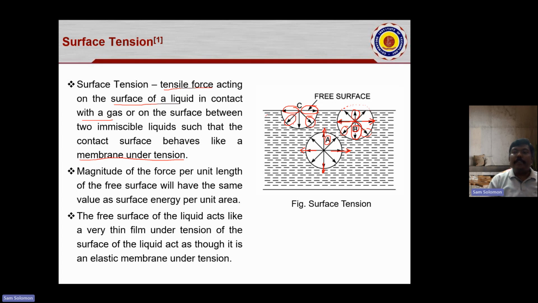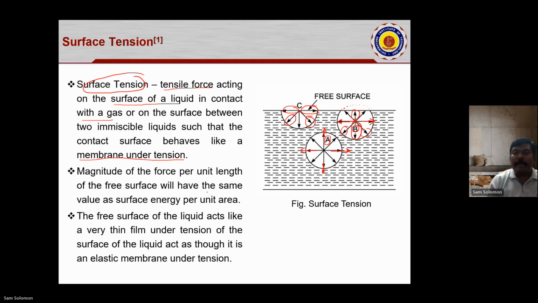Okay, so whenever we have a molecule that is in interaction with the free surface, then that tensile force is what we call surface tension. So the magnitude of this force per unit length of the free surface is going to have the same value as surface energy per unit area. The free surface of the liquid acts like a very thin film under tension.